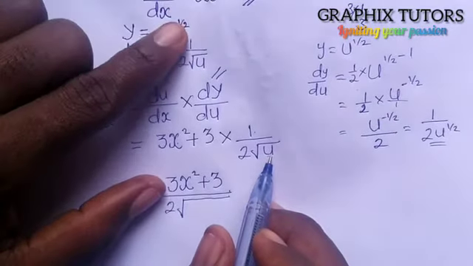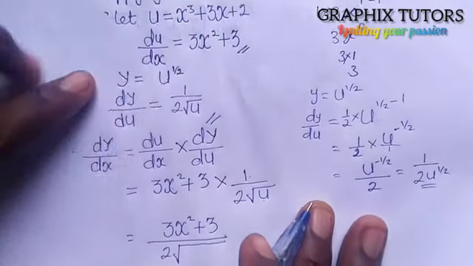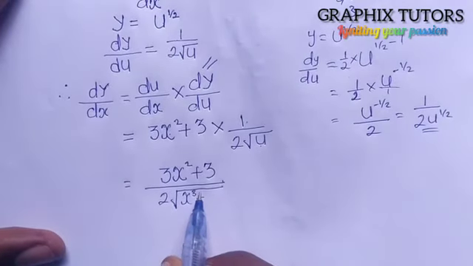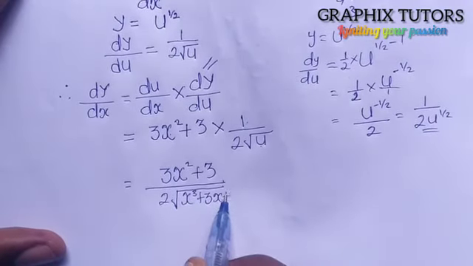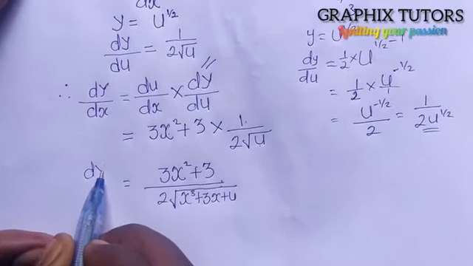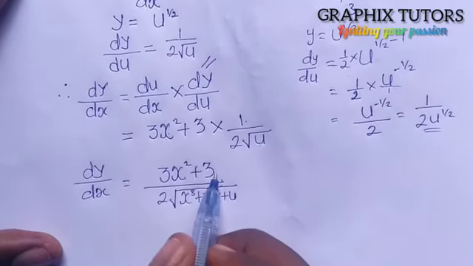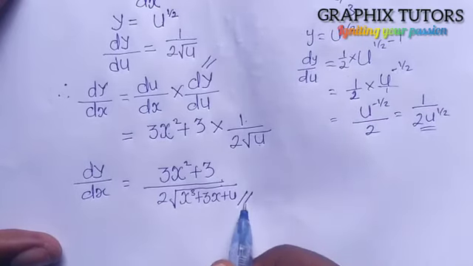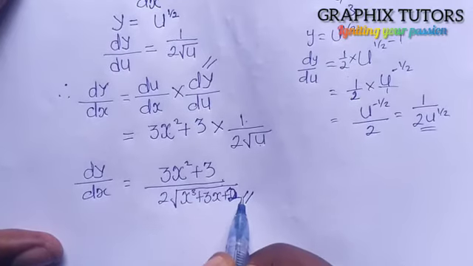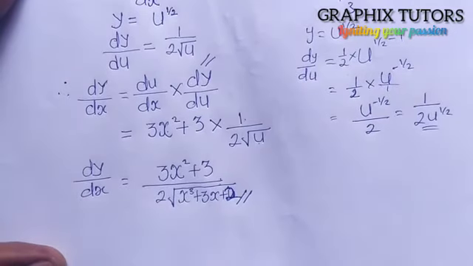And what is u? u is x cubed plus 3x plus 2. So we have x cubed plus 3x plus 2, right? So this is my dy over dx. I can bring 3 out if I want to, but you can leave your answer this way. So this is 2 here. 3x plus 2, right? So we'll see our next question.